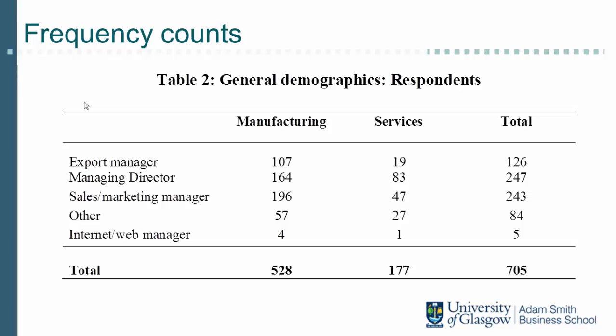You will notice that I use a cross-tabulation where I have cross-tabulated the informant type, seen here, against the type of firm by manufacturing and service. I had a total of 705 respondents, of whom 247 were managing directors, 126 were export managers, and so on and so forth.